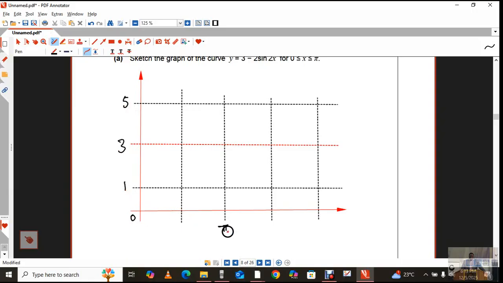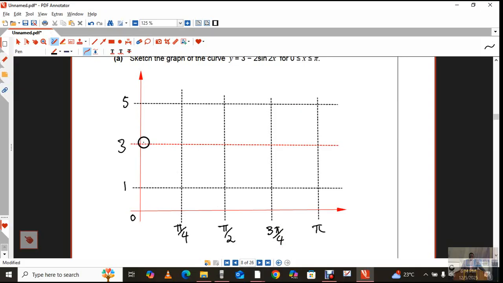This is halfway, which is pi over 2, because the period of the graph is pi. This is pi over 4. You are dividing it as pi over 4 plus pi over 4 is pi over 2. Pi over 2 plus pi over 4 is going to give you 3 pi over 4. Okay? 3 pi over 4. So I would like to do that.